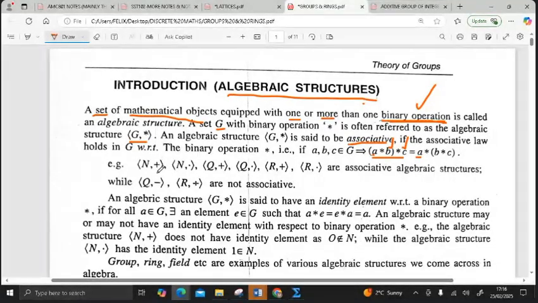And we're given examples of algebraic structures that are associative. Here we talk about the set of natural numbers; the binary operation here is addition. The set of natural numbers; the binary operation here is multiplication. This one is the set of rational numbers; the binary operation is addition. The set of rationals equipped with multiplication. The set of real numbers equipped with addition. The set of real numbers equipped with multiplication. We're told that all these are associative algebraic structures.